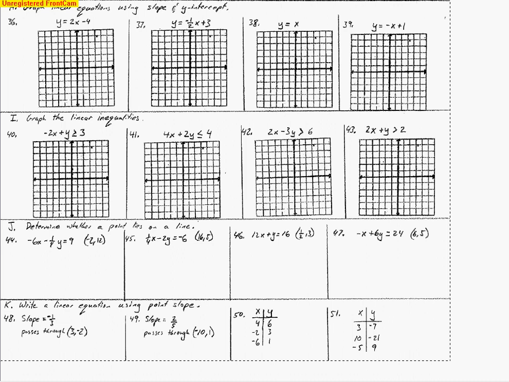These are the solutions for the review for the final test, numbers 36 through 51. So let's take a look at our first problem here.